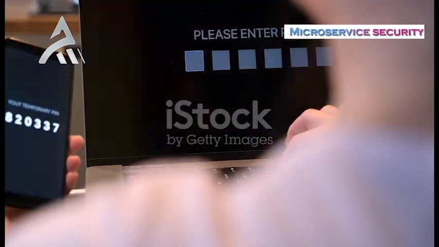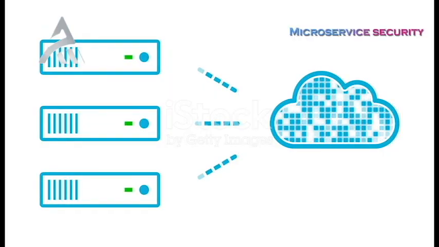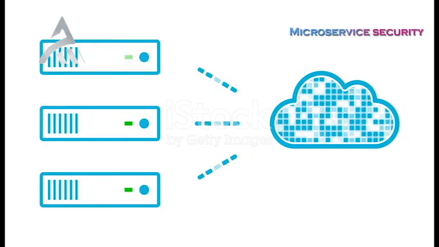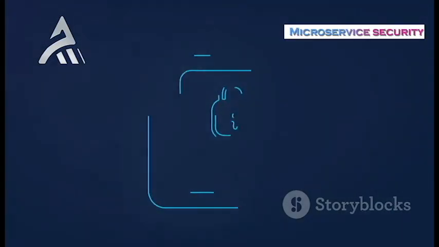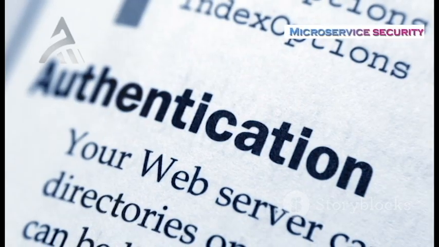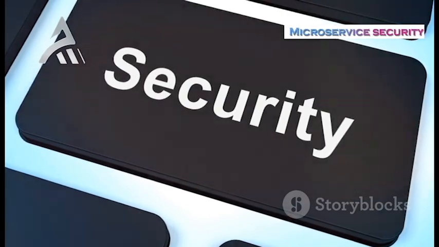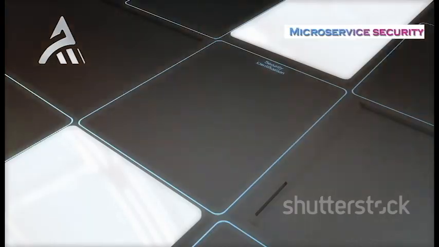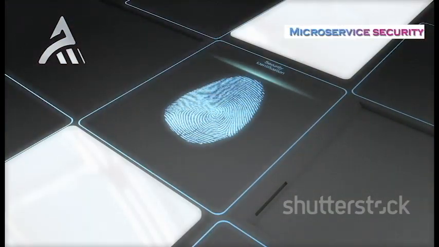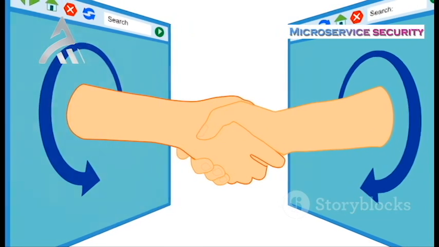Chapter 5. Service-to-service authentication. In a microservices architecture, services constantly talk to each other. But how do you ensure that these conversations are secure and only authorized services can participate? That's where service-to-service authentication comes in. One approach is to use API keys or tokens. Think of these as unique identifiers that services present to each other to prove their identity. It's like a secret handshake that only legitimate services know.